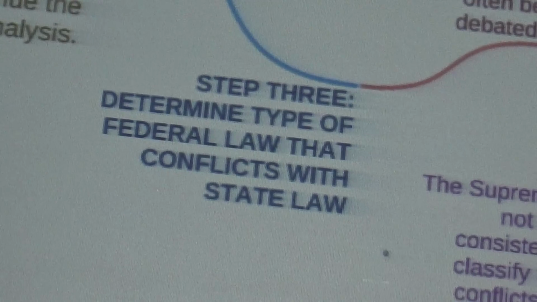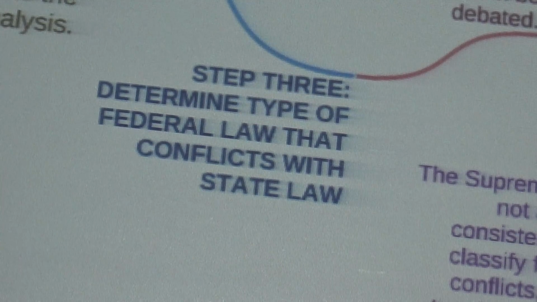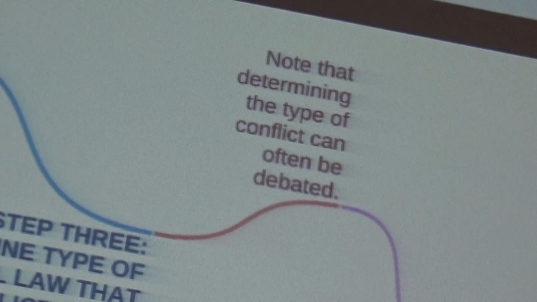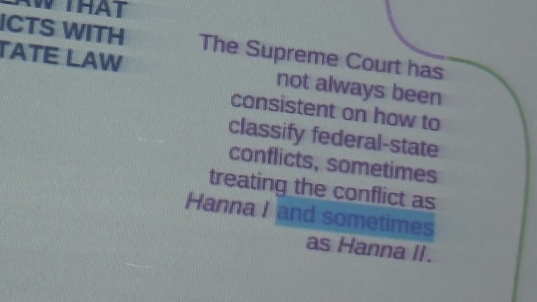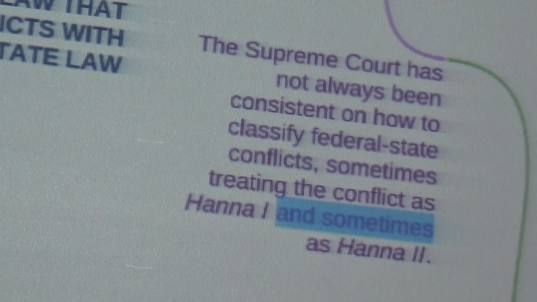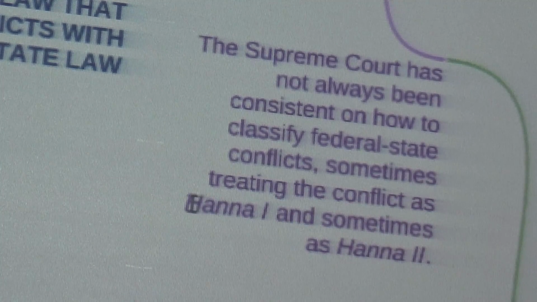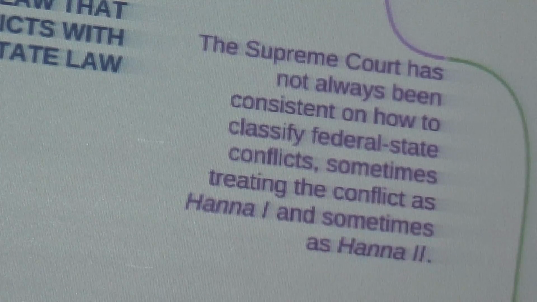Now it becomes crucial to determine not what the federal law is, but the type of federal law that it is that's conflicting with state law. This is one of the harder parts of the analysis. It's often debatable. The court has not always been consistent on whether to use, for example, Hanna 1 or Hanna 2. And in fact, you have quite a debate raging in the court in the Shady Grove case as to whether the conflict between federal law and the New York state law was a Hanna 1 analysis or a Hanna 2 analysis.